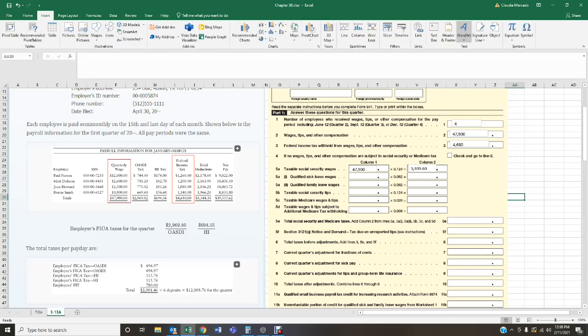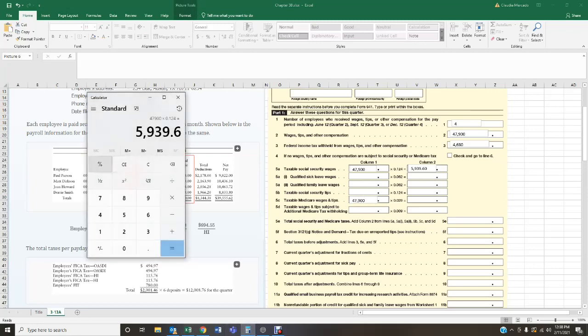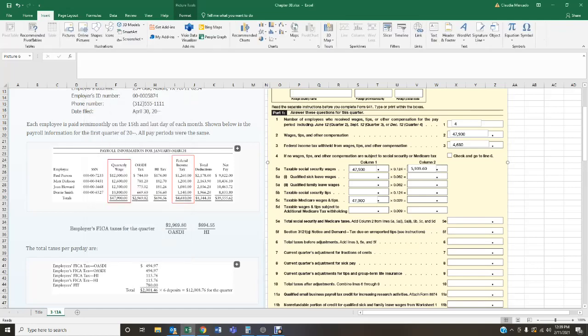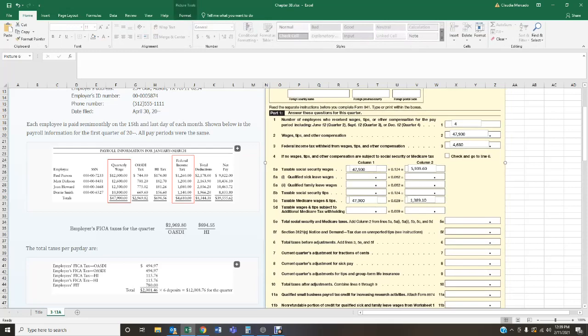So we're going to go ahead and insert a text box. And our taxable Medicare wages is $47,900. We're going to multiply that. This is basically your HI. We're going to multiply that by the rate provided in the form, $47,900 times 0.029. That's $1,389.10. My numbers were moving on me. So it's 1,389.10. Taxable wages and tips subject to additional Medicare tax withholding. We don't have any.